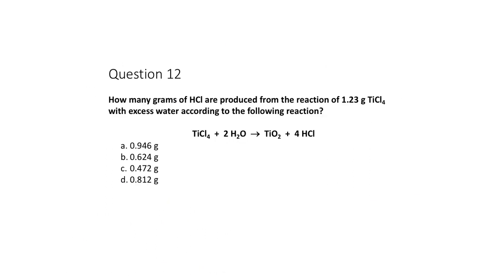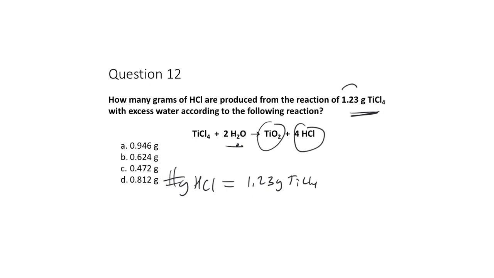How many grams of HCl are produced in the reaction? 1.23 grams of TiCl4 with excess water according to this reaction below. So if I react all of this with excess water, how much TiO2 do I get? Or sorry, how many grams of the HCl do we get? So the number of grams of HCl would be equal to, let's start with 1.23 grams of TiCl4. We want to use the molar mass of TiCl4. Titanium is 47.88. And then Cl is 35.45 times 4. So that's 189.68.